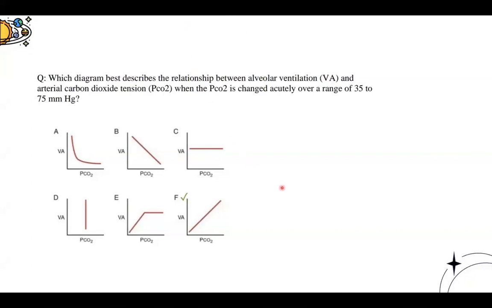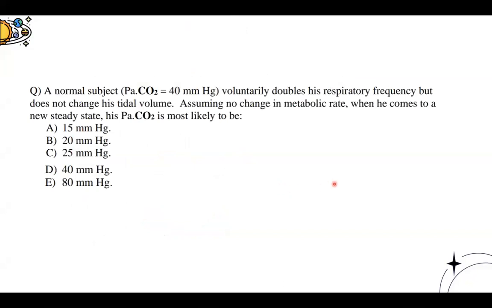Okay, next. A normal subject, his PaCO2 is 40 millimeter mercury, voluntarily doubles his respiratory frequency, but does not change his tidal volume. Assuming no change in metabolic rate, when he comes to a new steady state, his PaCO2 is most likely to be... Okay. So yes, the answer is B.